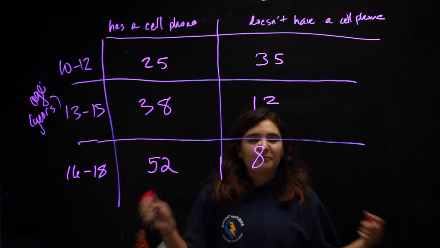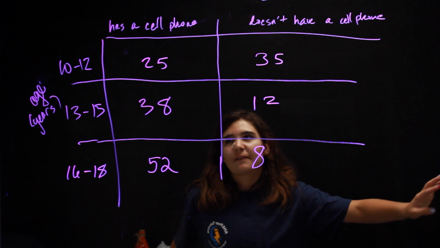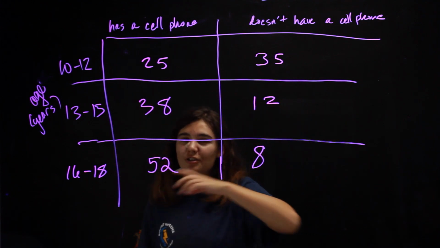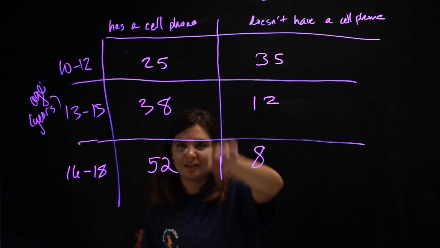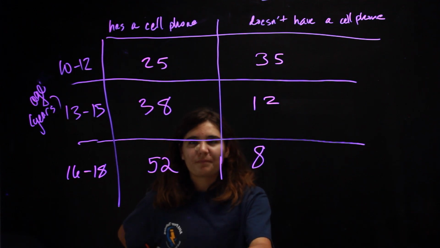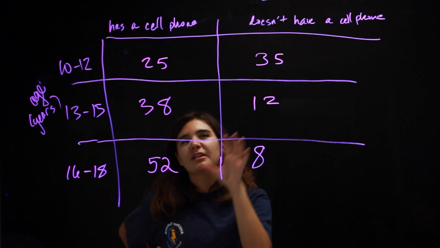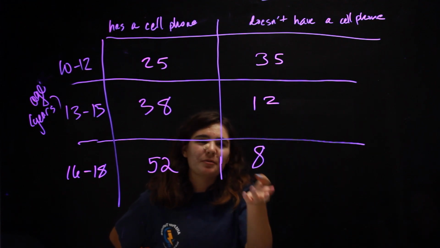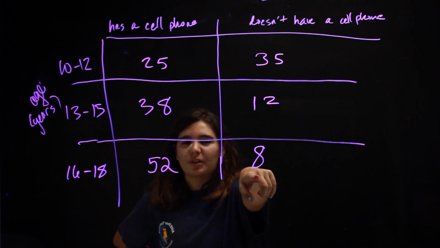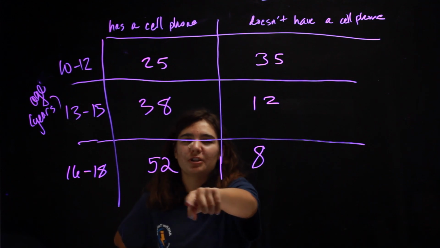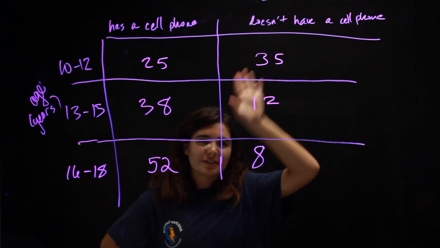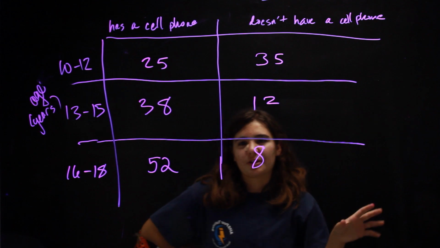So let's pretend I went out on a survey and I asked a bunch of people how old they are and if they have a cell phone or not. And this is the data that I got. And I want to try to analyze this, right? So it just looks like a bunch of numbers right now. I mean, we could say that only 8 people versus 52 don't have a cell phone versus have a cell phone when they're older, right? But we don't really see what's actually happening here.